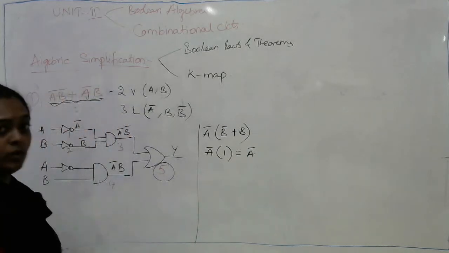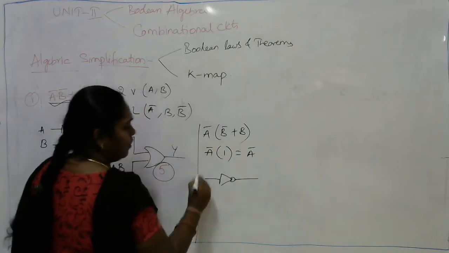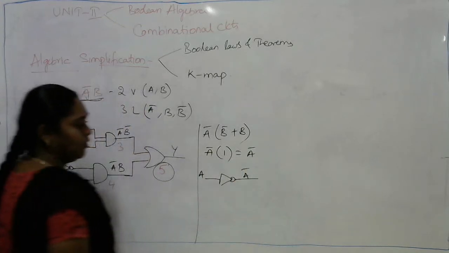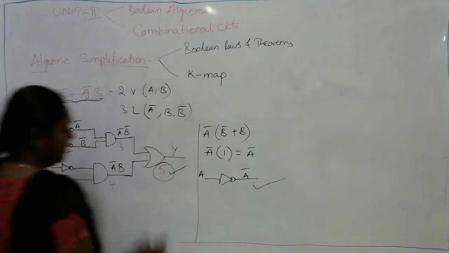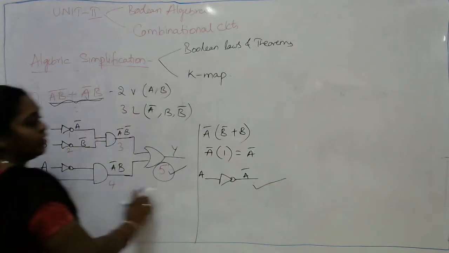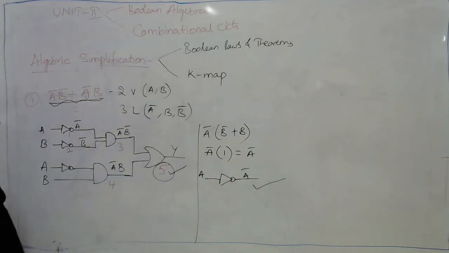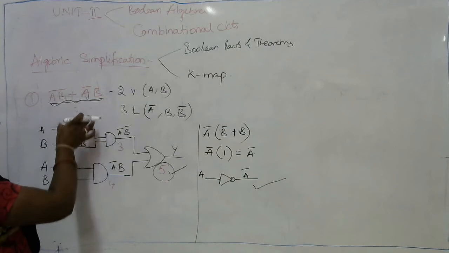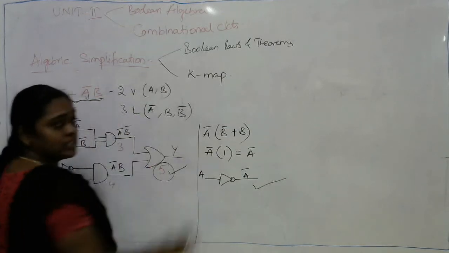So if I want to draw the logic diagram for this simplified expression, I need only one gate, that is a NOT gate. So the output is equivalent to A bar. If I compare the first one with the second one, before simplification I need 5 gates, but after simplification I need only a single gate. So the power consumption required to build this expression is less after simplification.